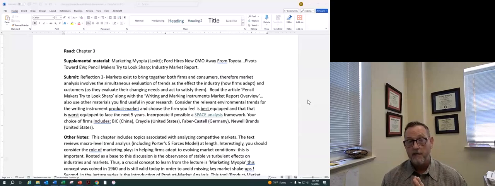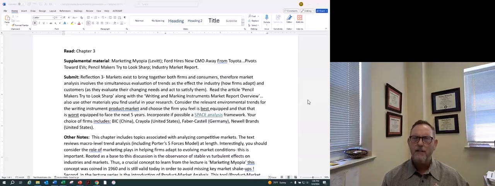A couple other pieces. Ford hires a new CMO away from Toyota. It's just a practical example today of how you see a company that's shifting its priorities through HR by hiring away a Toyota CMO who is focused on electronic vehicle technology. Which will reshape, quite frankly, in a lot of ways, what Ford does moving forward in that space. So again, it's a reaction to an evolving market example.